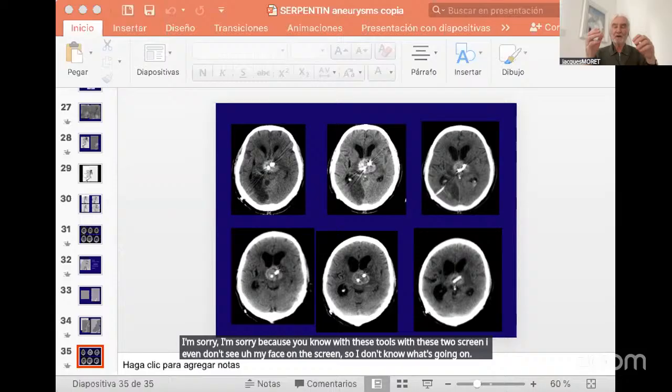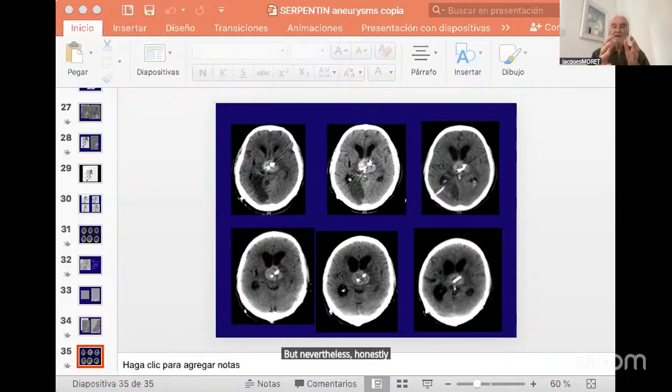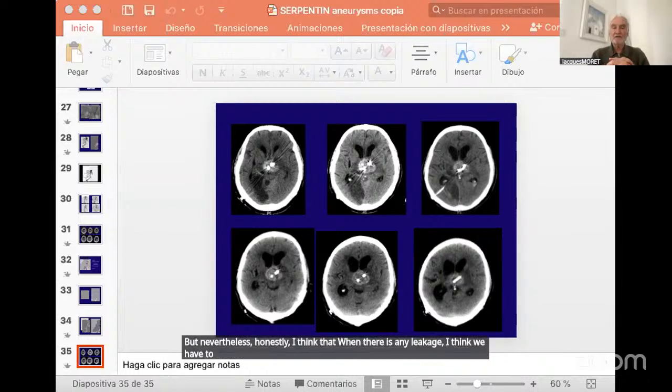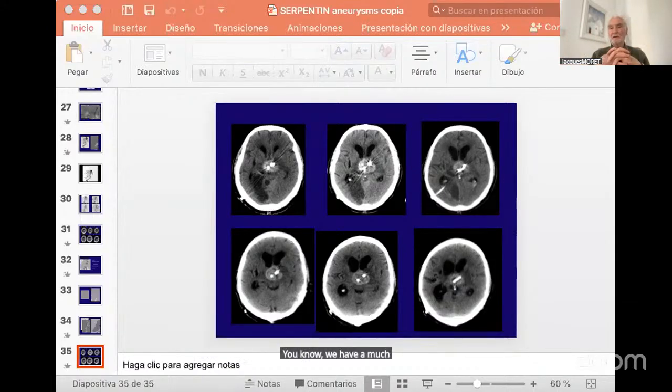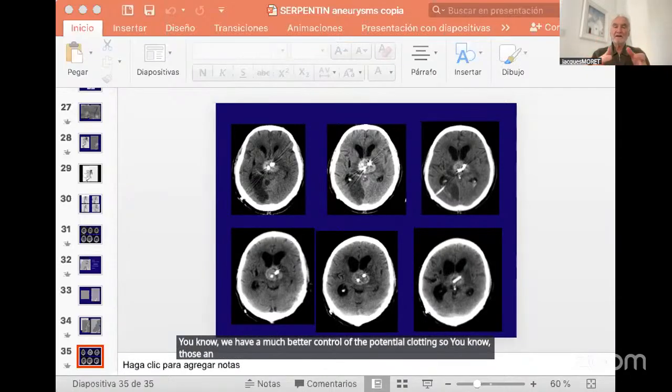But nevertheless, honestly, I think that when there is any leakage, we have to add another flow diverter. Of course, the more you add, the more complication you might face due to clotting, but it is not a real concern because now with the cangrelor, with the ticagrelor, with the prasugrel, we have a much better control of the potential clotting. Those aneurysms are a terrible disease and the patient is going to die.